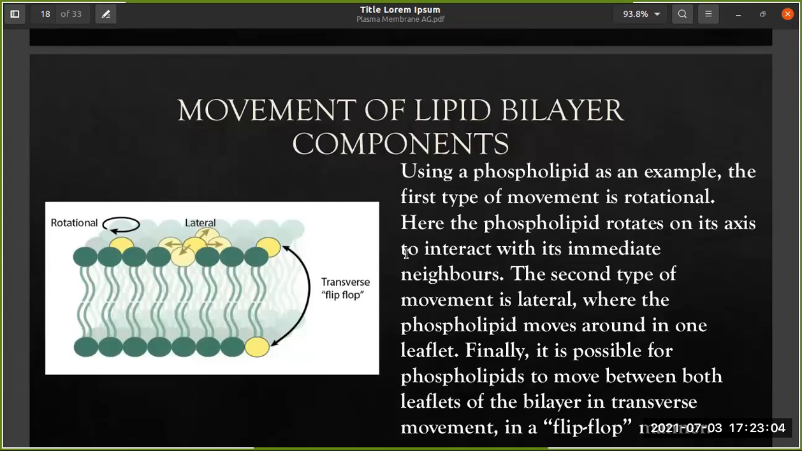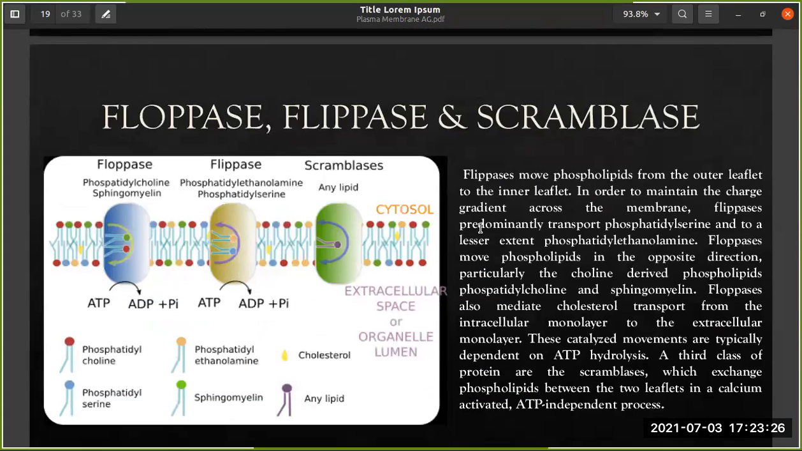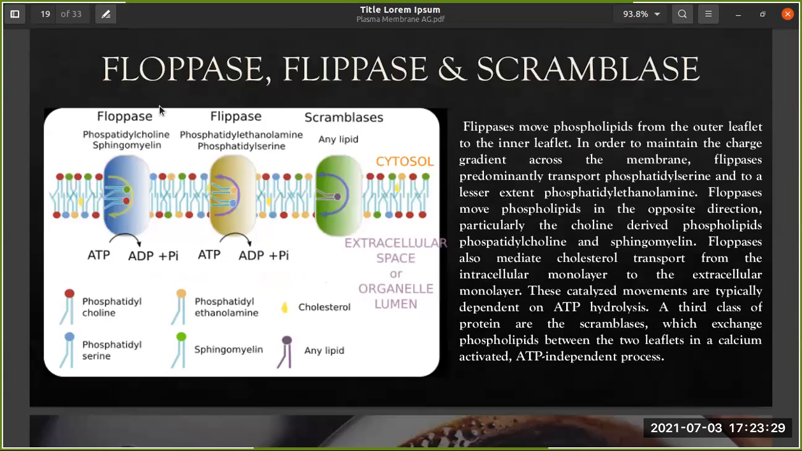So now let us talk about the movement of lipid components in the lipid bilayer. You see these lipids can have lateral movements, that is sideways movements. They can flip-flop: this can go on the top and this can come on the bottom. Or they can rotate. So these are the movements. The enzymes responsible are floppase, flippase, and scramblase. All of it is given over here. You can read these parts. So floppases, flippases, and scramblases do these sorts of movements.